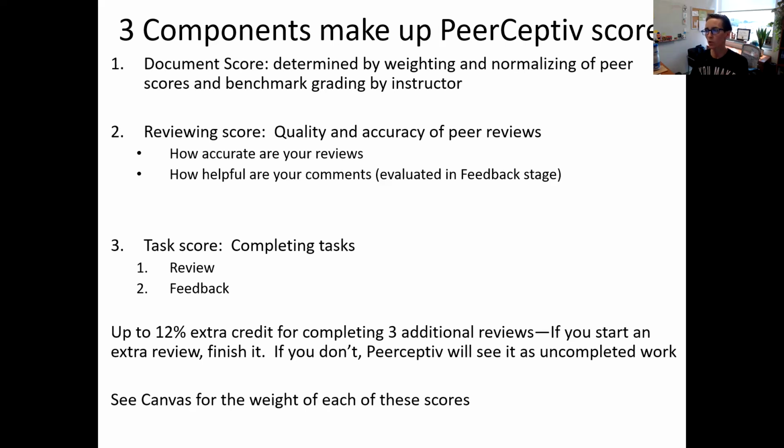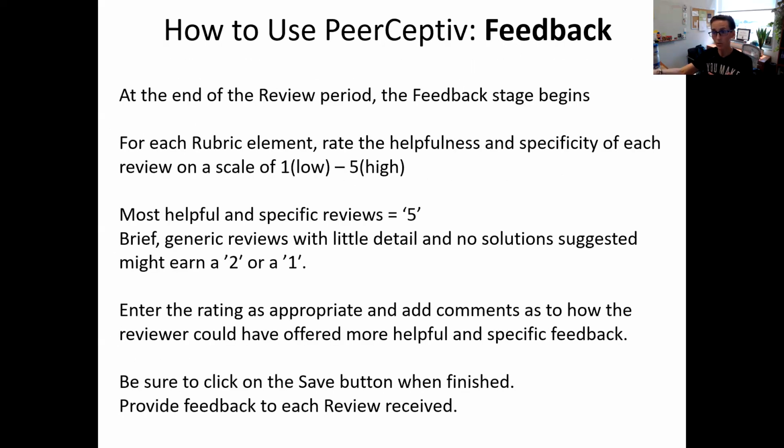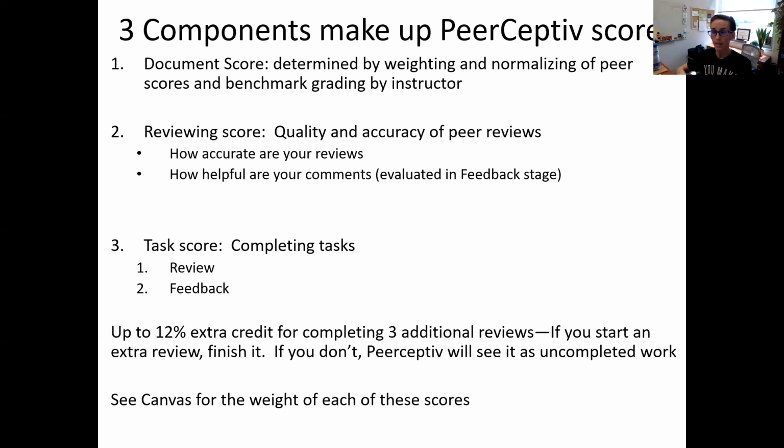Second is the review scoring. So the quality and the accuracy of the peer reviews. How accurate are your reviews as a peer reviewer, and how helpful are your comments? And that helpfulness comes back from, remember this, the scores that you receive as a peer reviewer here play in. So make sure you pay attention to the rubric and score accurately.